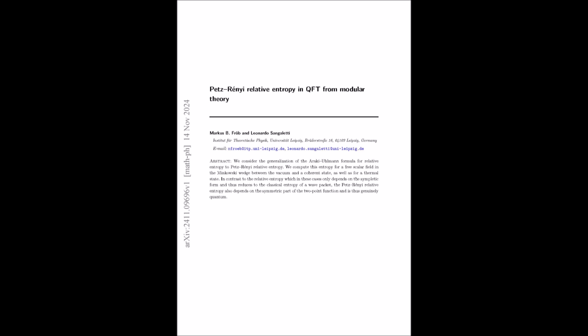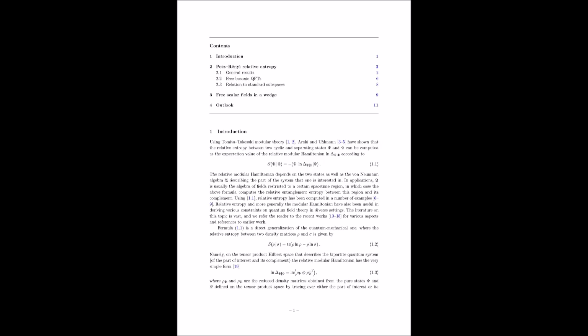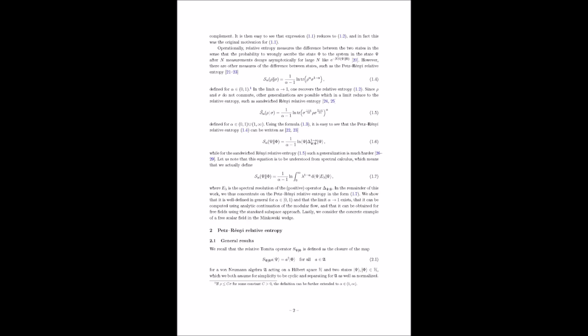And they even derive an explicit expression for the Petz-Rényi relative entropy between the vacuum state, which is like the ground state of a quantum field, and a coherent excitation of the vacuum. This formula highlights an intriguing distinction. What's that? The Petz-Rényi relative entropy depends on both the symmetric and antisymmetric parts of the two-point function. Can you elaborate on the significance of this distinction?